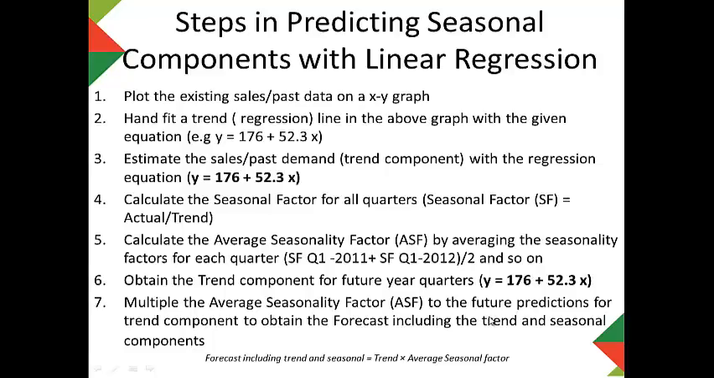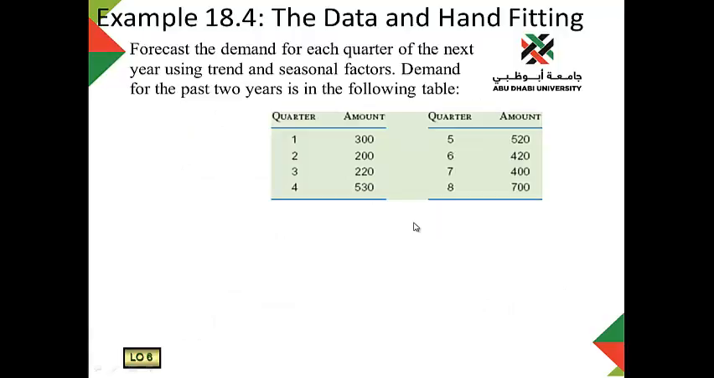So we'll be repeating all these steps for an example. The example is in the next slide. So we've got data for 2 years. This is 2011 and this is 2012. We've got 4 quarters, and the actual sales of a company for the past 2 years are given like this. In these slides I've done the calculation as well, but we'll go on Excel and solve it for you.